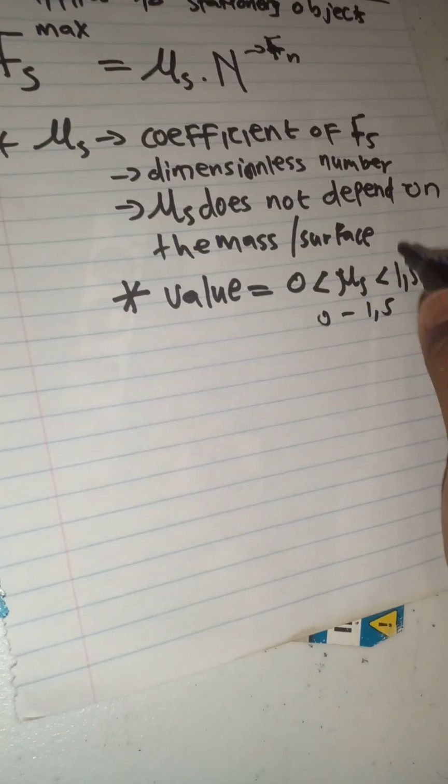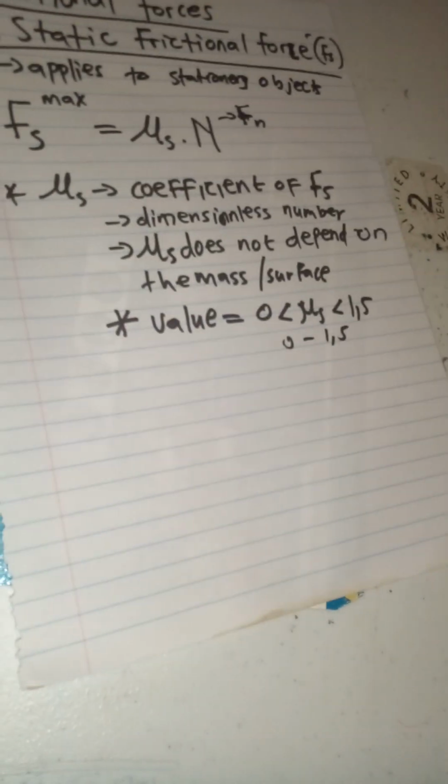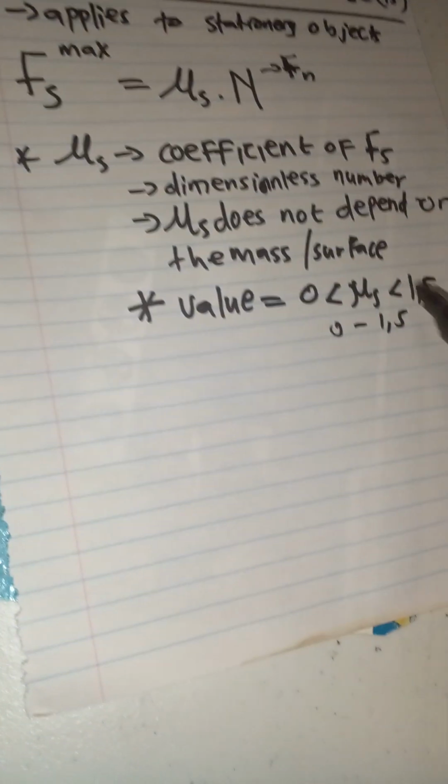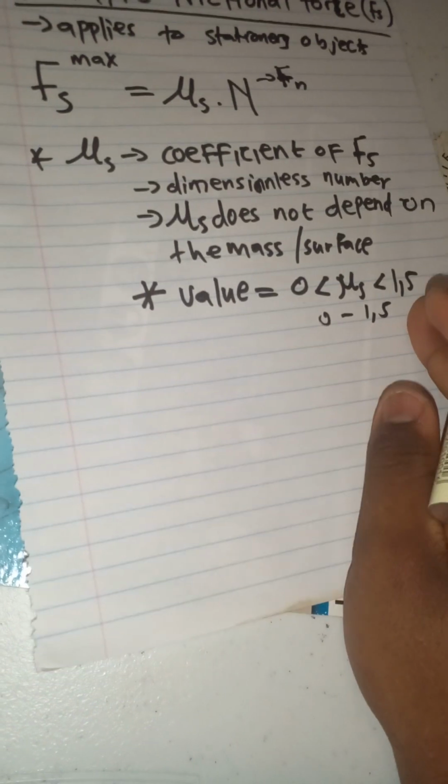If you see a mu k, I'm used to the coefficient of the kinetic friction. If you see your mu s greater than 1,6, no good, there's something wrong.